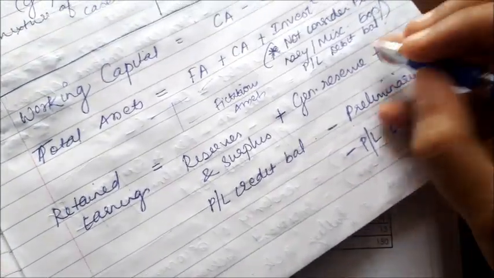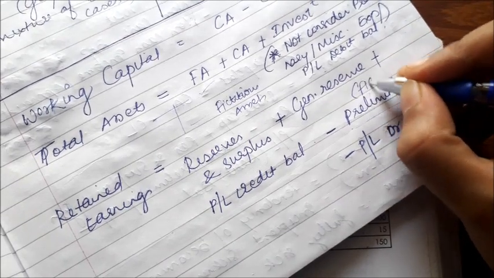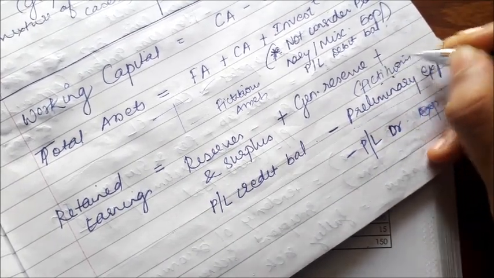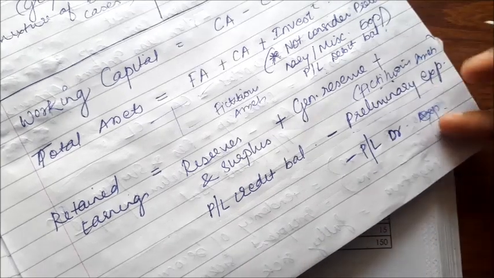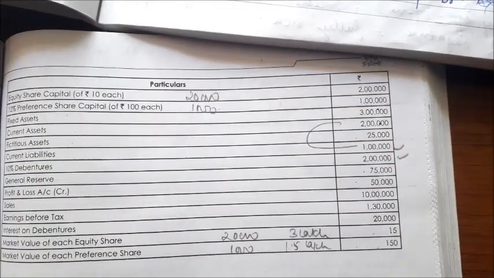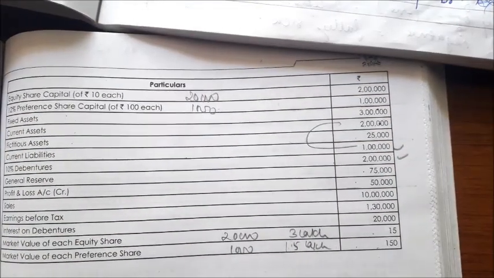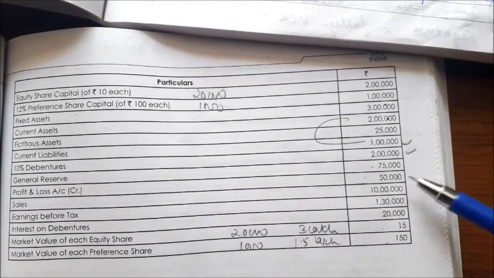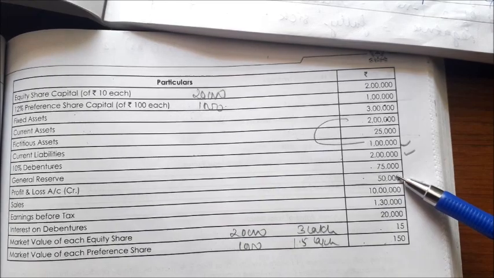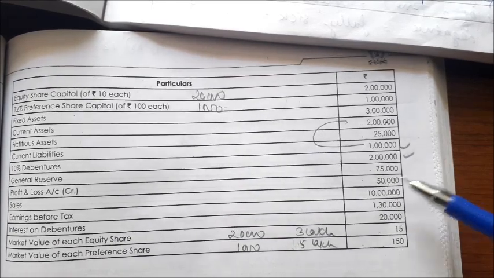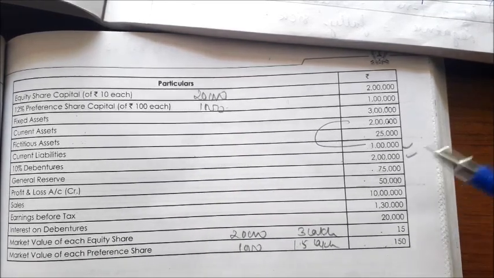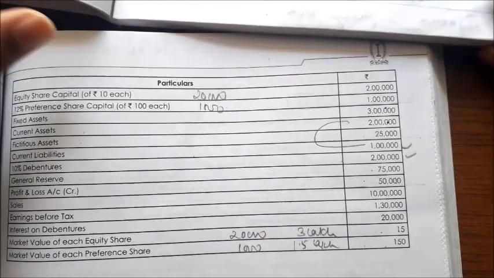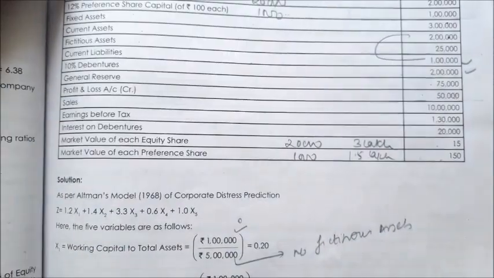Okay, so here you can write preliminary expenses. It could also be fictitious assets, its other name, included in that. So we'll deduct that. So for retained earnings, general reserve 75,000 and 50,000 we will add, and later deduct 25,000. So we'll get 1 lakh. Okay, total asset value is going to remain the same for everything, so no need to find it again and again.